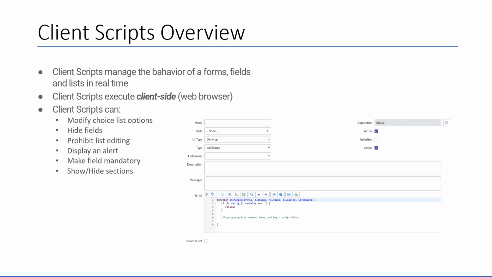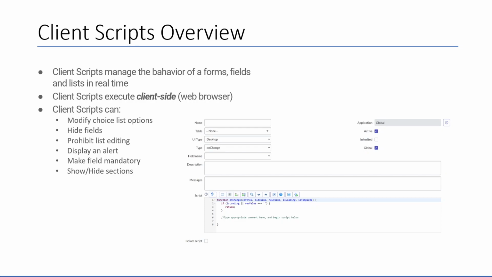So let's start with the question, what actually is a client script? Client scripts manage the behavior of forms, fields, and lists in real time. What you can really do using client script is you can make fields mandatory, you can set one field in response to another field, you can modify choice list options, you can hide or show form sections. You can also display an alert, hide particular fields, or even prohibit the list editing.